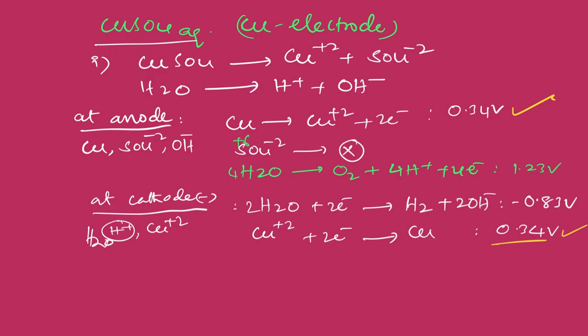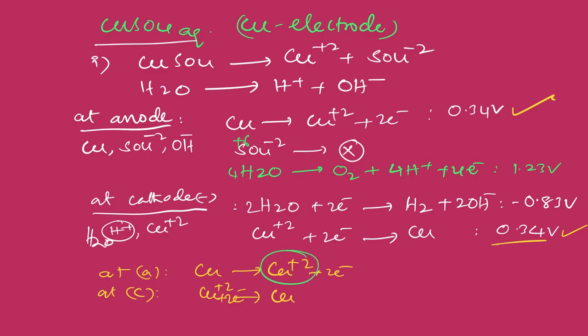Totally, overall reaction at anode, which reaction takes place? Cu converts into Cu plus 2 plus 2 electron. At cathode, this Cu plus 2 converts into Cu by taking 2 electron. Therefore, at anode the product is Cu plus 2, at cathode the product is Cu. This is very important.